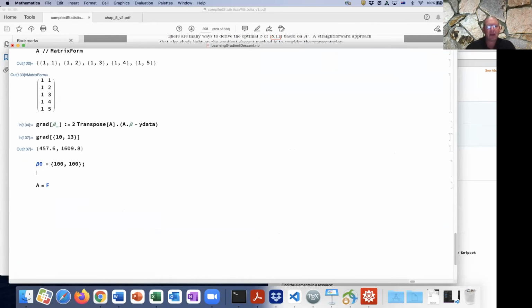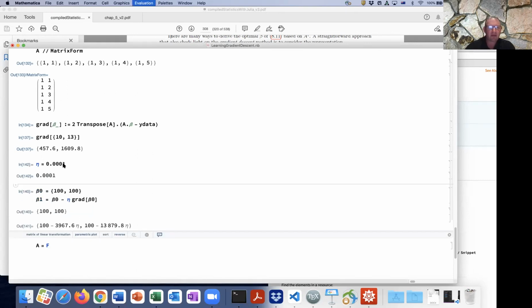All right, so if you do grad of beta 0, then here's the gradient at that point. So then beta 1 is just going to be beta 0 minus eta times this gradient. And let's define an eta here, and let's define it numerically to be, I don't know, 0.0001. So let's see both beta 0 and beta 1. Oh, we didn't run this cell. Okay, so we moved a bit.